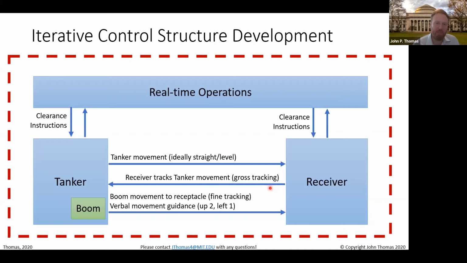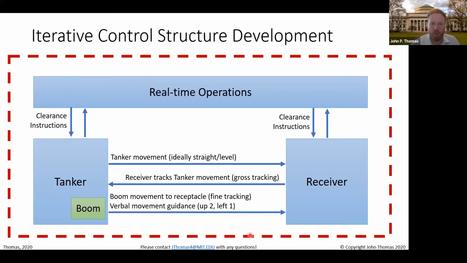Now, this isn't perfect because you're a human being, you're flying an aircraft, although it's changing now. Let's say that that's the case. The tanker has a boom on it, and it has the ability to move the boom to a receptacle. This is called fine tracking. It lines the boom right up and starts delivering fuel. If needed, you might need a mechanism to provide verbal movement guidance back to the receiver to get this gross tracking to adjust in a certain way. This is a super high level of the interactions between these aircraft.